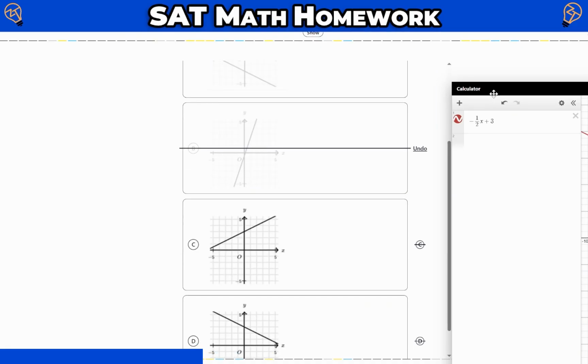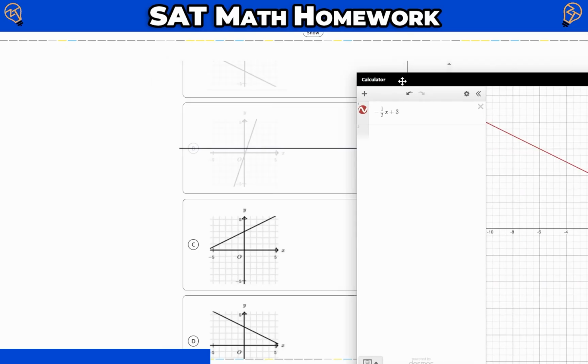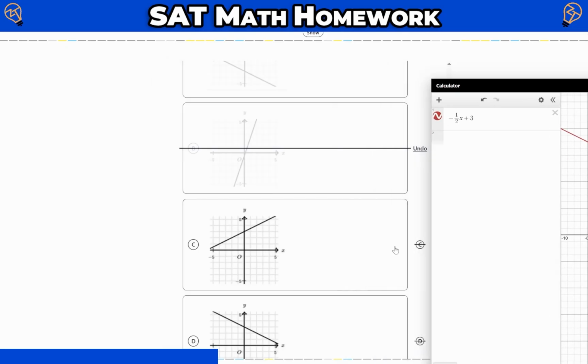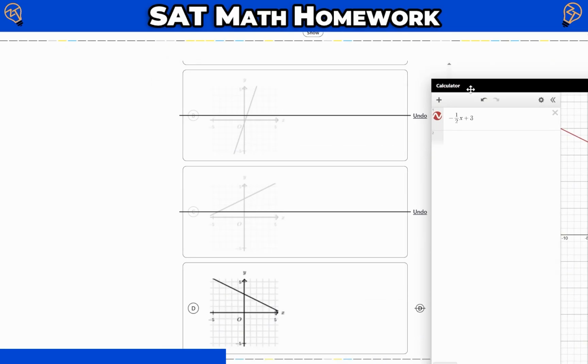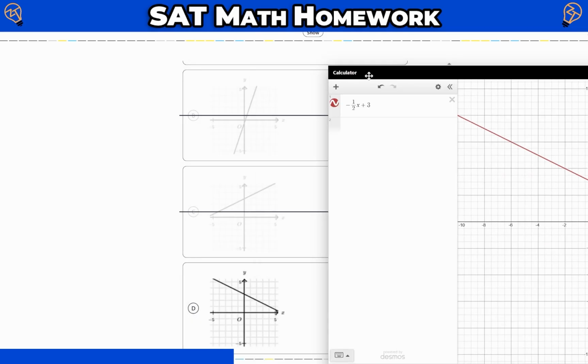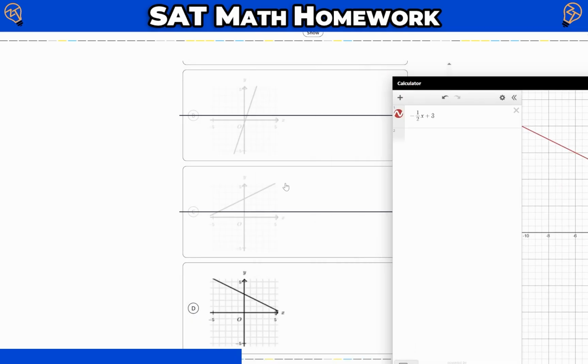Option C also doesn't look like it because of the fact that instead of falling from left to right, it's rising from left to right. So we'll eliminate it. And option D is looking pretty good. We look here, look there, perfect. So the correct answer is D.